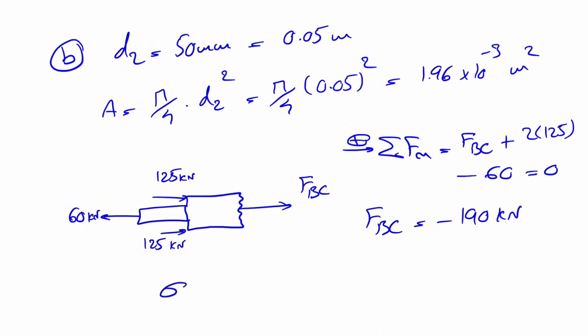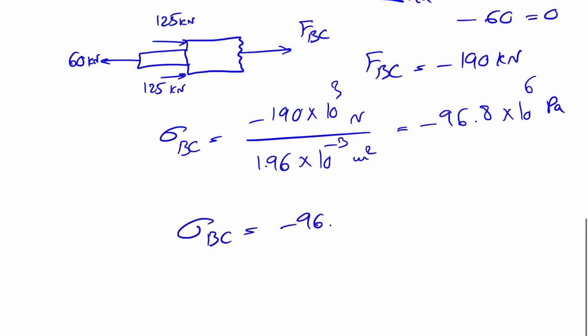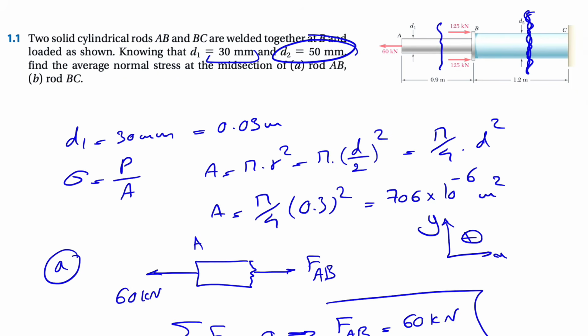To find the average normal stress for BC, we have the force, which, instead of kilo, we'll write as 10 to the power 3 newtons, divided by 1.96 times 10 to the minus 3 meters squared. This gives us minus 96.8 times 10 to the 6 pascals, or minus 96.8 megapascals. And that would be all for this question.